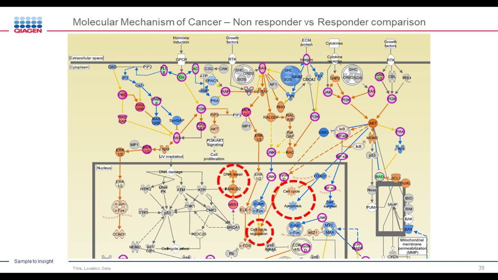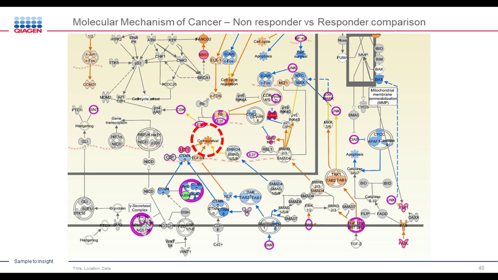So now we have a bigger picture. Now we are not looking at just one gene, we are looking at multiple genes, and we are learning how these multiple genes are leading to things like increased DNA repair, increased cell cycle regulation, and reduced apoptosis. And all of these things will be, of course, important in the non-responder population.